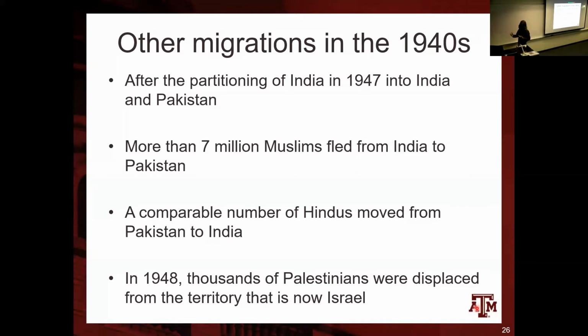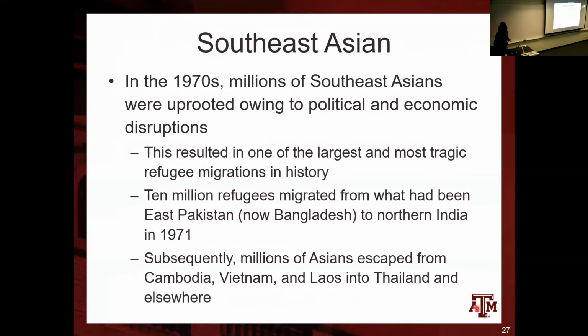Pakistan and India, two nuclear countries, and Palestinians without a country to live and having all this tension with Israel, all that created all this international migration across countries for decades. In Southeast Asia, in the 70s, millions of Southeast Asians were uprooted owing to political and economic disruptions. This resulted in one of the largest and most tragic refugee migrations in history.